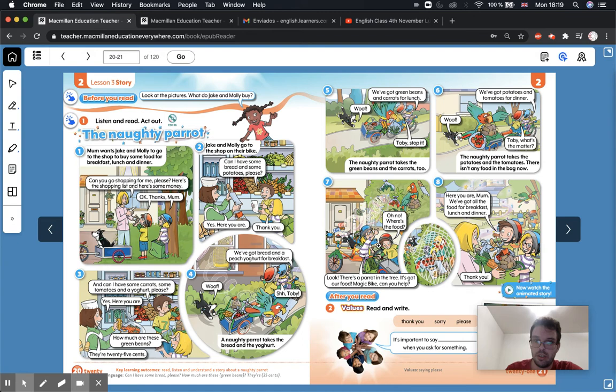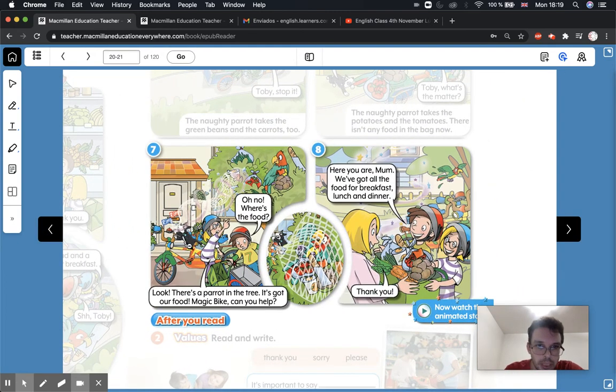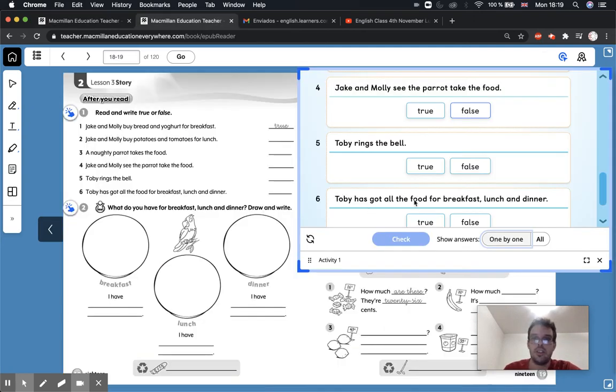So Toby rings the bell. Let's have a look on the bike. You see the dog? And here's the bell that says ring, ring. Yeah, so there's Toby and there's the bell. So Toby rings the bell. That is true. All right, so number 5, we write true. Very good.